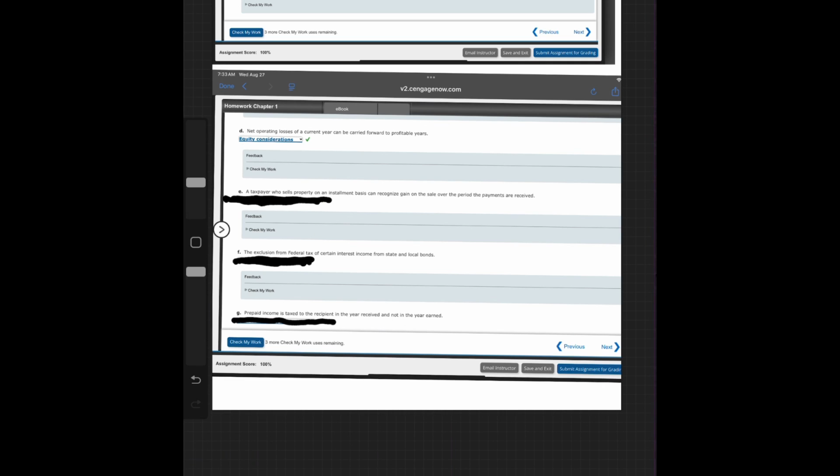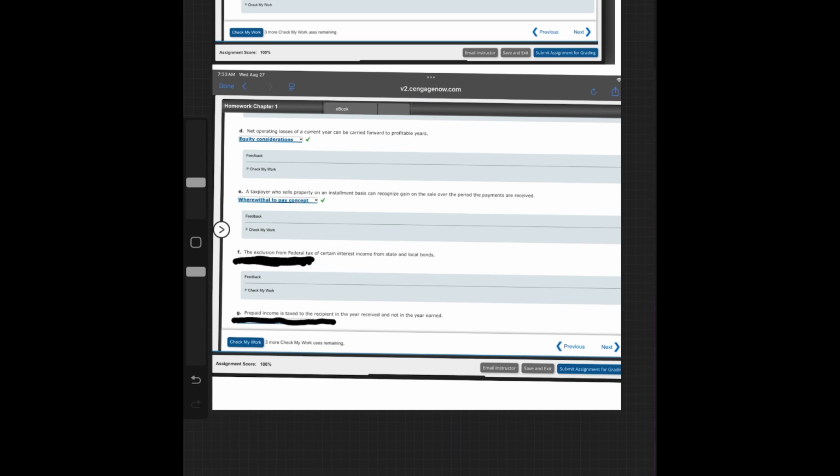A taxpayer who sells property on an installment basis can recognize gain on the sale over the period the payments are received. So that's a wherewithal to pay concept. And the rule is basically to ensure taxpayers pay only when they actually have cash in hand. Okay? So F.